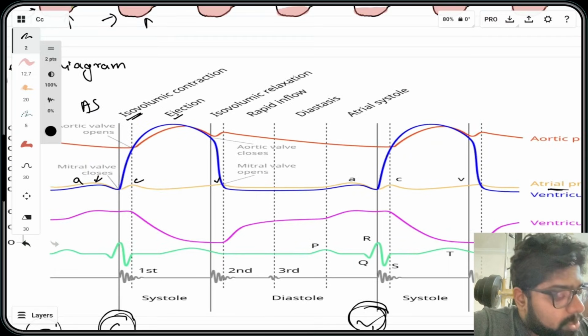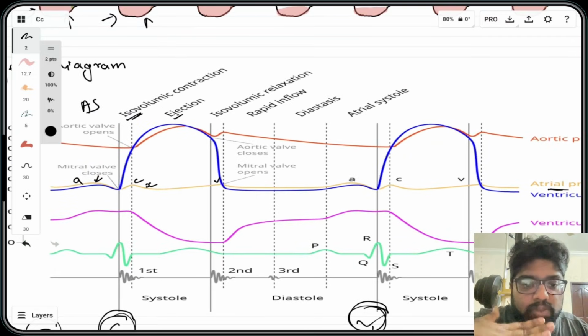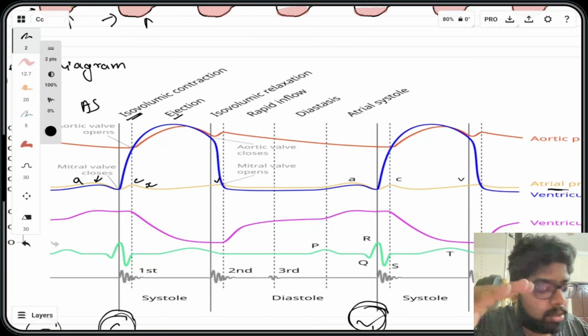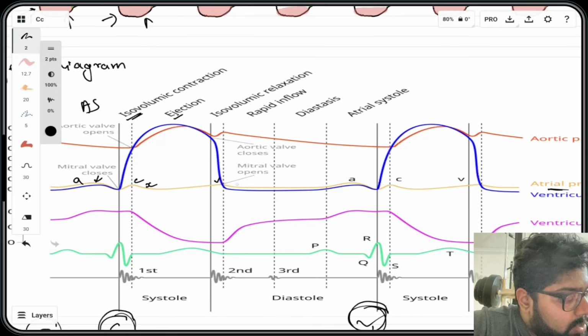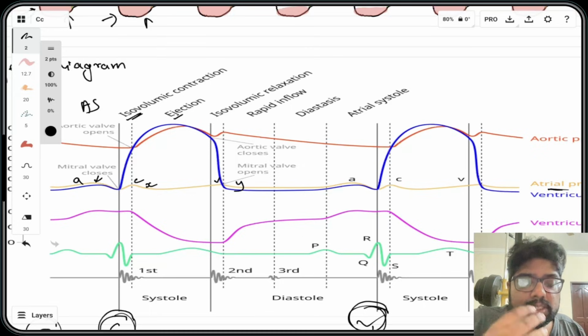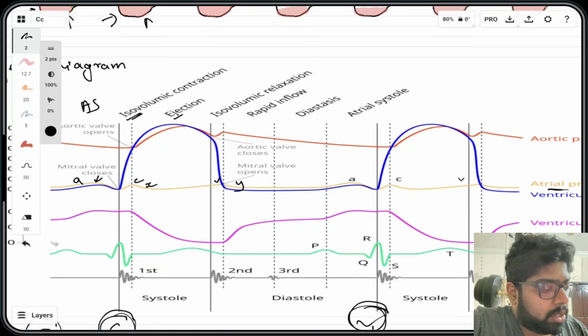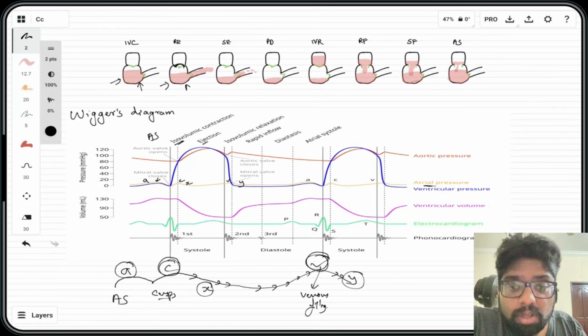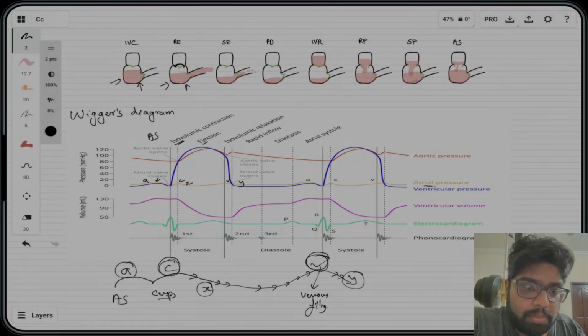Okay. This will be the X descent, the falling off of the mitral valve into the ventricular cavity. And this is going to be the Y descent. That is, after the opening of the mitral valve, blood from the atria goes into the ventricle. So this is how atrial pressure curve looks in the Wiggers diagram.